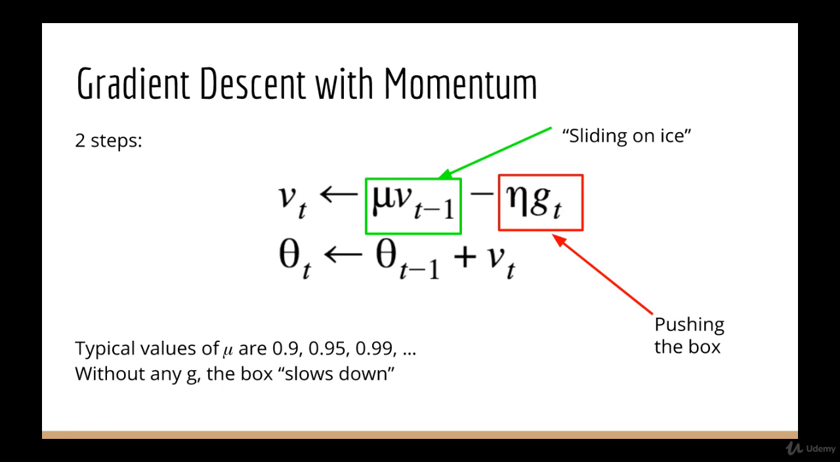Now we talked about how when you push a box on ice, even though there's less friction and the box can slide, it's still going to stop eventually. So we want the new v to take on only a fraction of the old v. And so a typical value for mu, which we also call the momentum term, is 0.9 or 0.95 or 0.99, somewhere in that area.